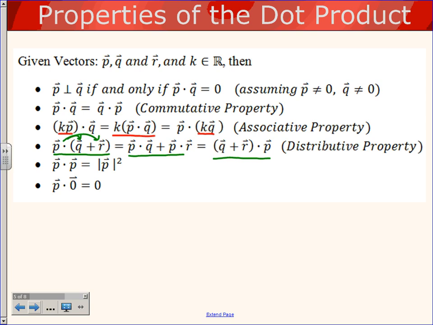Kind of a neat one here: P dot P is equal to the magnitude of P squared. That's something that we'll probably prove at some point. It's not too hard to prove. And the last bullet there makes, I think, a whole lot of sense. If you do the dot product of something with a 0 vector, you're going to get an answer of 0. The 0 vector, if you're writing it in Cartesian form, would just be (0, 0). So anything dot product with (0, 0) is going to give you an answer of 0.